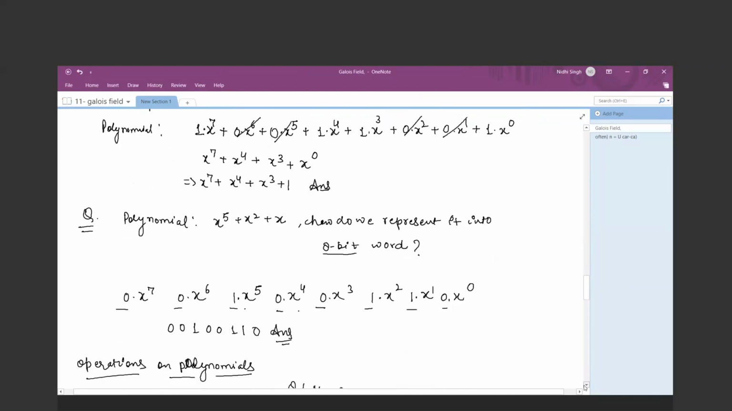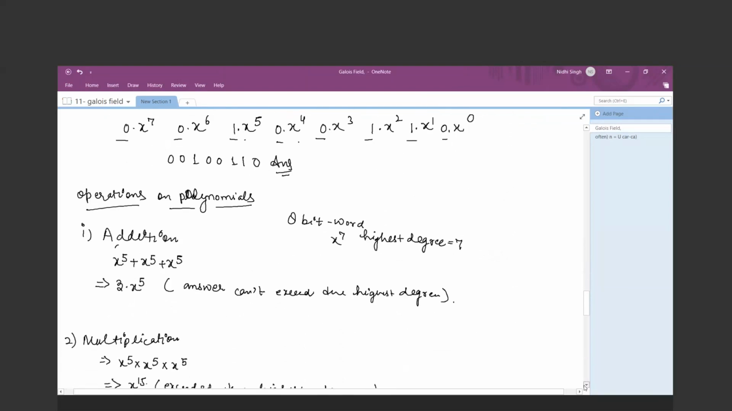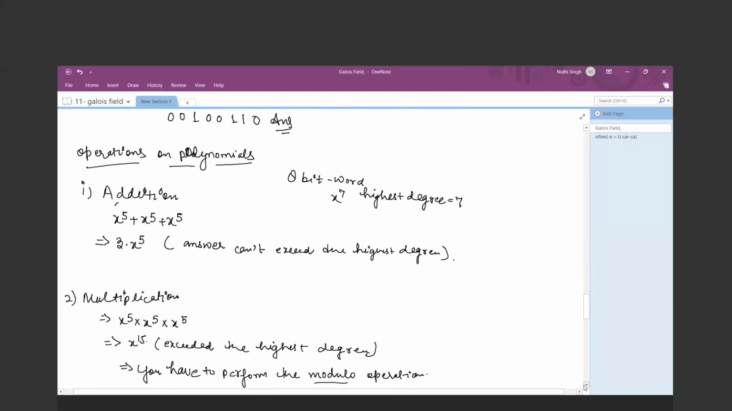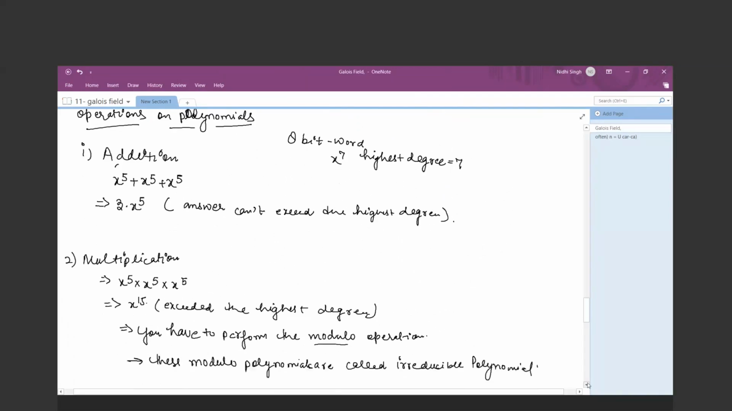Now this is another example, the same example. There are two operations associated with polynomials, the addition and the multiplication. There is no problem occurring in the addition operation, because if you add, the polynomials will cancel out and it will not produce out-of-bound power values. So if the highest power is 5, then in the outcome the highest power will be 5 only.